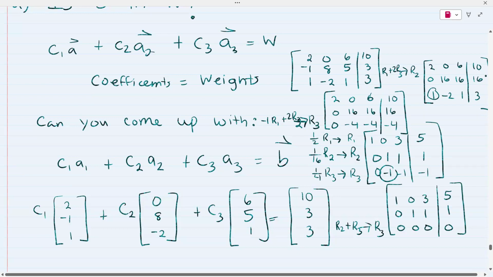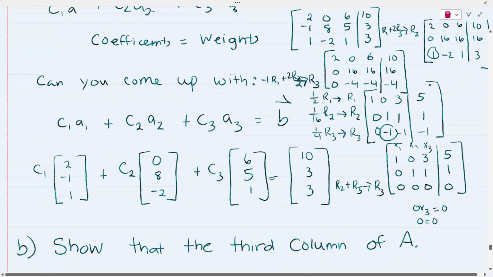Then what I would do next is, okay, so now we have a true statement. Remember, this is column x1, x2, x3. This is like saying 0x3 equals 0, which is true, right? 0x3 or 0 equals 0, that's a true statement. So that means it is consistent.